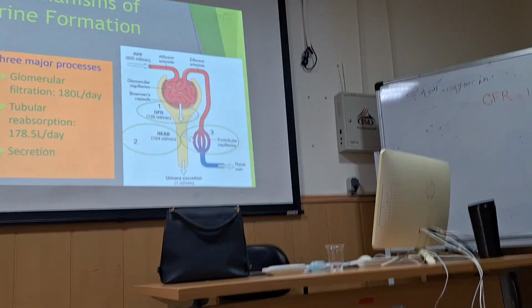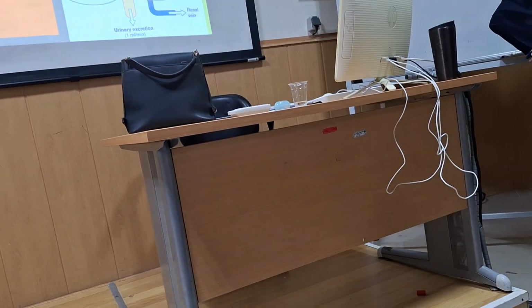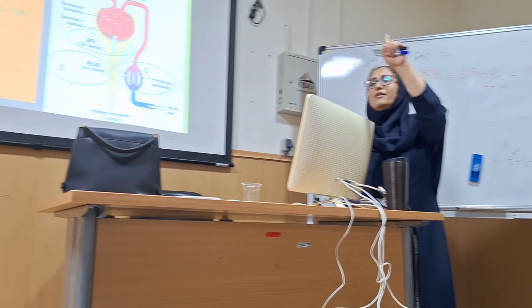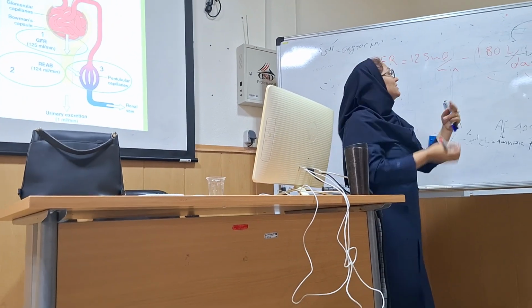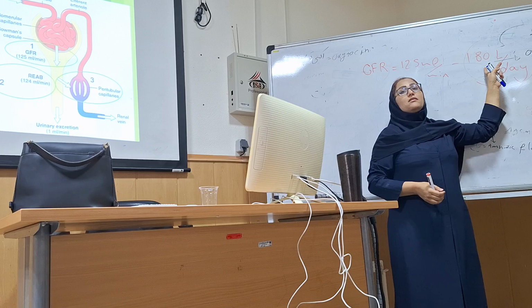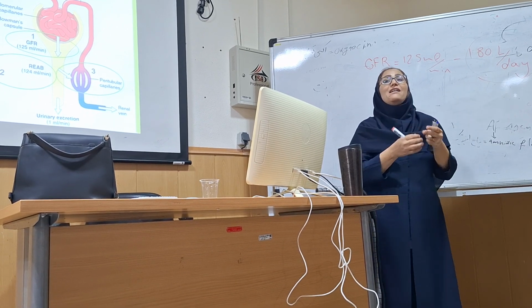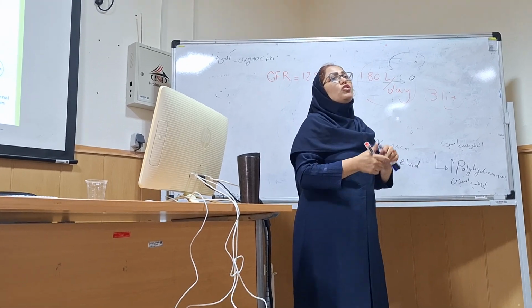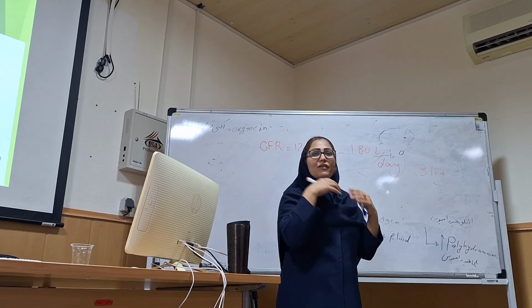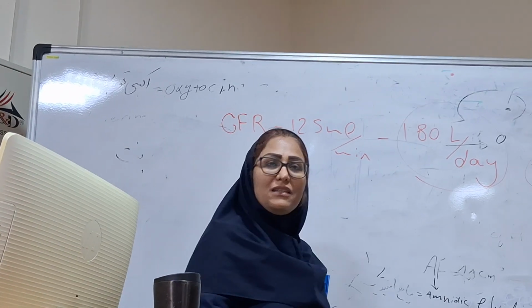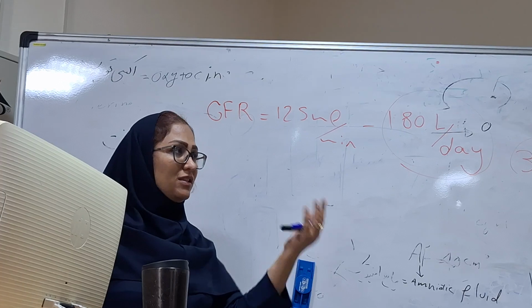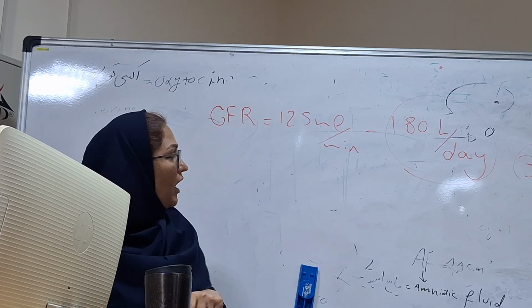milliliter. GFR is 125. It means all the plasma is filtered 60 times in one day. It indicates that kidneys actually monitor the concentration of everything, the amount of everything in our body. By everything, I mean solute and water concentration.